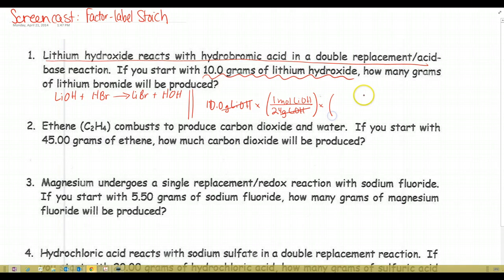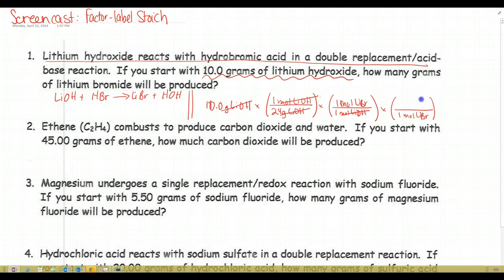Before I hit calculate though, I'm going to do my next conversion. I need to get from moles lithium hydroxide to moles of lithium bromide. So I know from my equation that 1 mole lithium hydroxide is the same as 1 mole lithium bromide. Those two cancel, so I'm up to 1 mole of lithium bromide. Now I need to convert finally the lithium bromide to grams. From my molar mass, I see that lithium is 7 and bromine is 80, so that's 87 grams. So my moles lithium bromide have canceled.